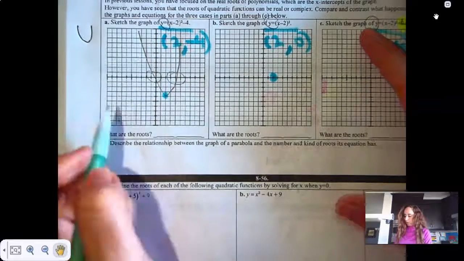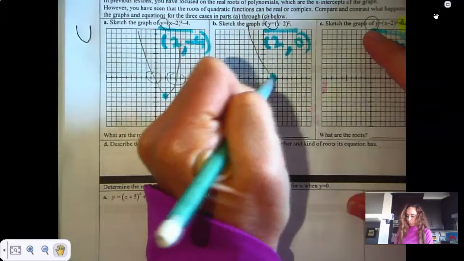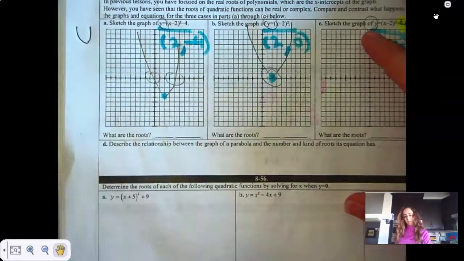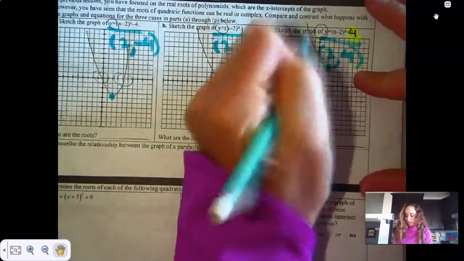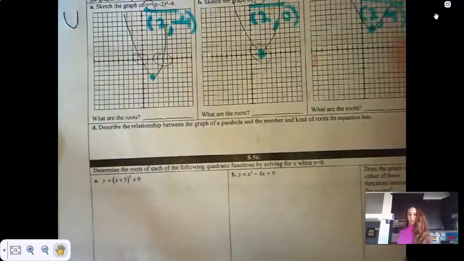1, 2. Okay, if I graph here and I go up, how many roots do I have? 1. Oh, and I have it right there. If I graph this and I graph it up, how many roots do I have? I have 0. Okay, so we can describe them in different ways.